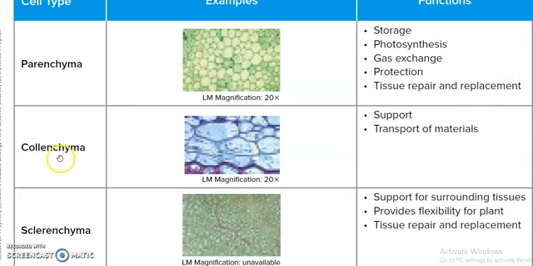For the collenchyma, the second type, it helps in the support and transport of material. The last type, which is sclerenchyma, helps the support of surrounding tissues, provides flexibility for plants, and tissue repair and replacement. Obviously, those are the three types of cells that you might find in plants, and this is the function of each one of them.